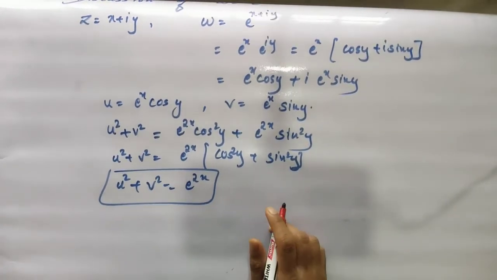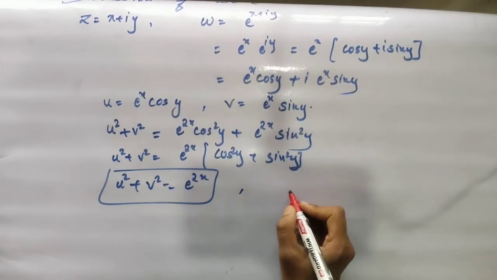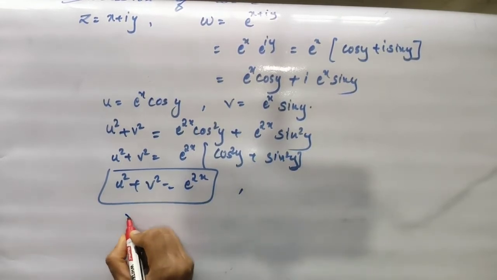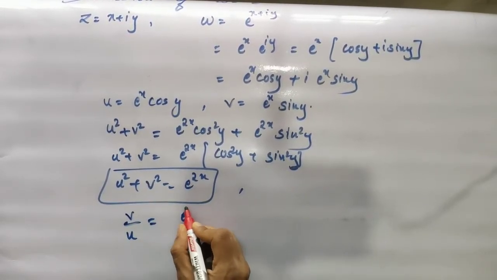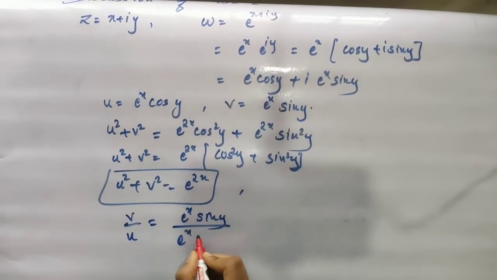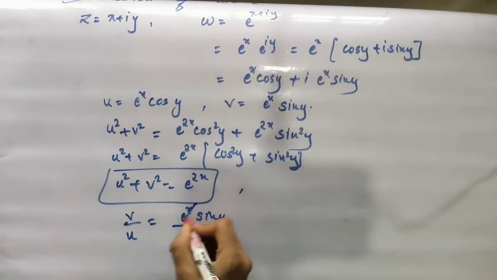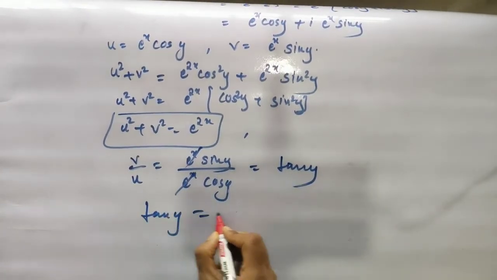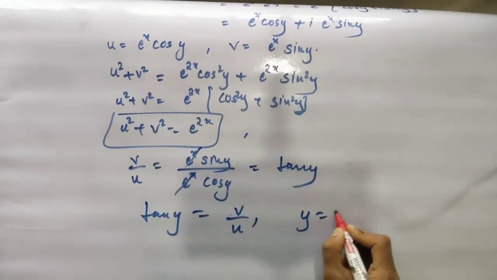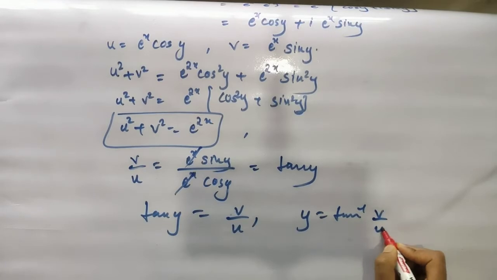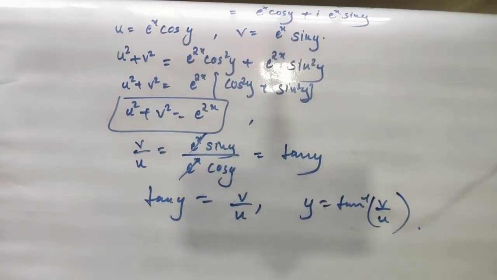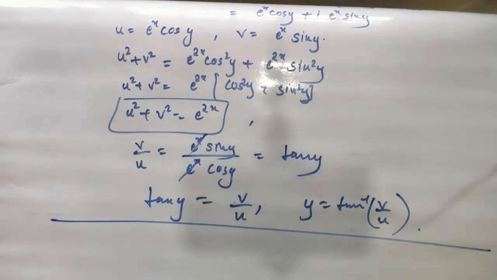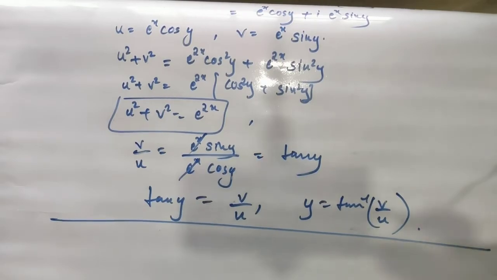Now similarly, I just want to work for y. So I'll divide. What is v by u? v by u will be e to the power x sin y divided by e to the power x cos y. e to the power x will get cancelled, tan y you will get. So tan y is equal to v by u, or y is equal to tan inverse of v by u. So these are the few things that you need to take care of. Now let us discuss a few of the important problems in this transformation.